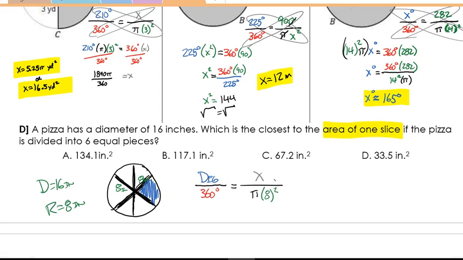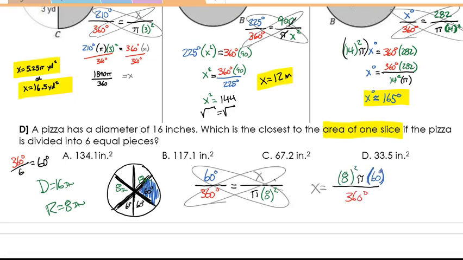Well, if we think about it, there are 360 degrees inside of a circle. If I'm dividing that into 6 equal pieces, that means each section is going to be a 60-degree section. 60, 60, 60, and so on. So that means the degrees we're looking for is going to be 60 degrees. From here, this is just a simple cross multiplication and solve.